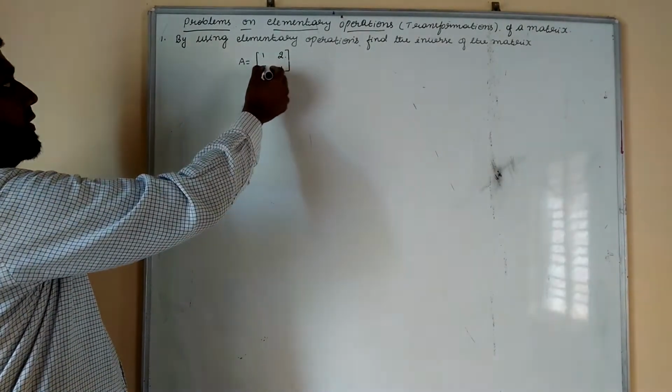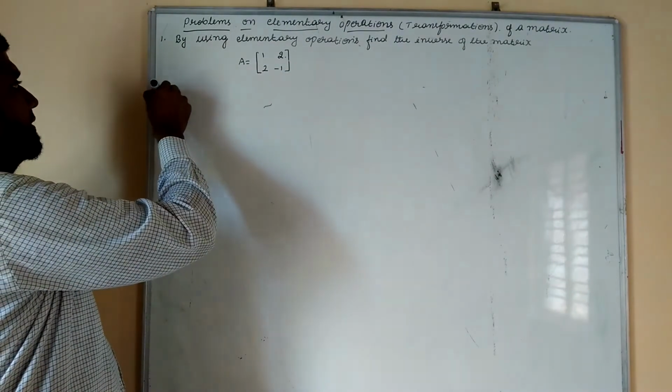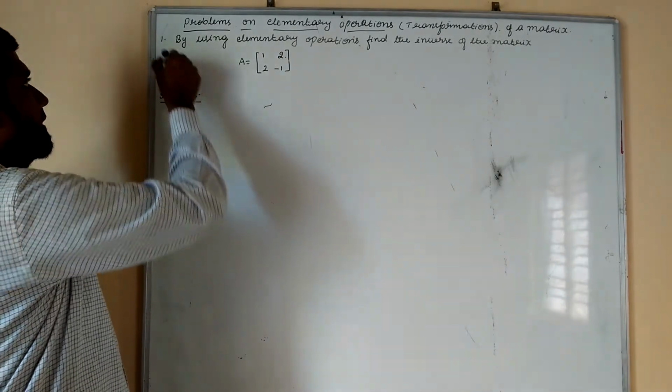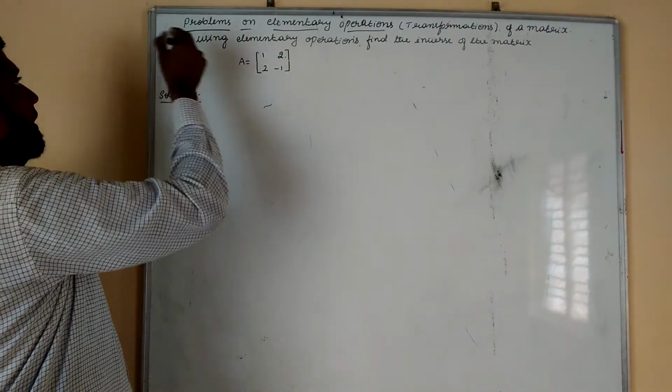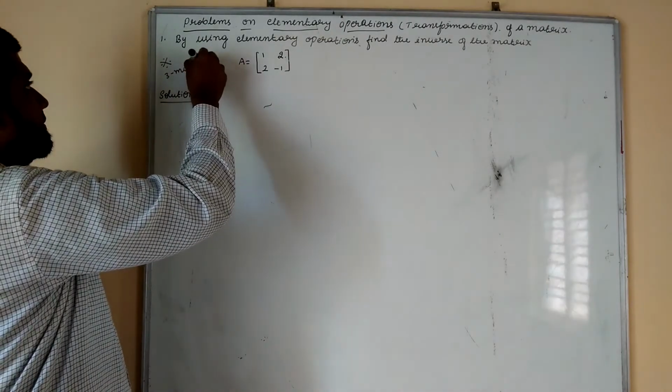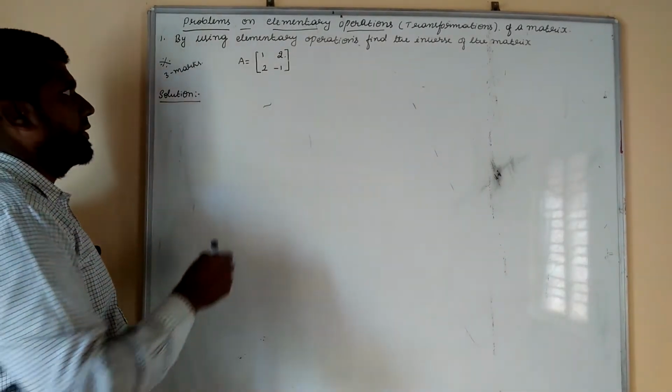A is equal to [1 2; 2 -1]. Let us solve this one. It is a very important question for 3 marks, a compulsory question. Okay, let us solve the problem.